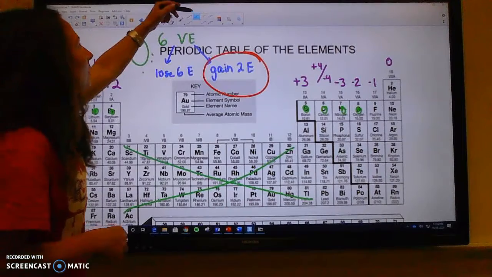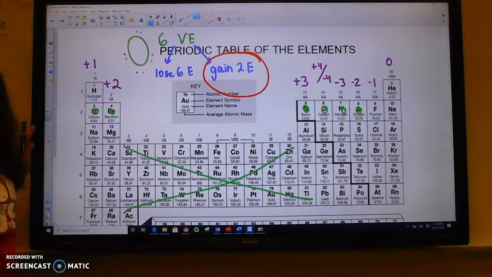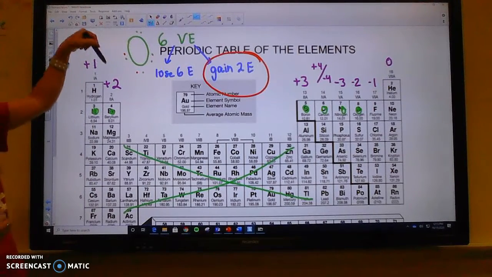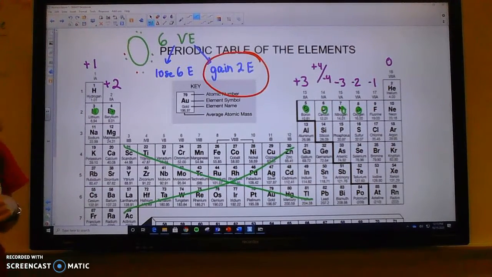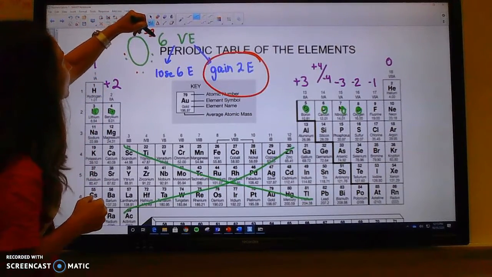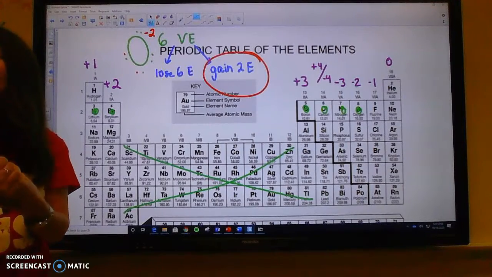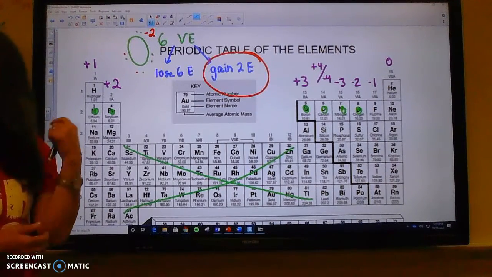And when it gains 2 electrons, either by taking the electrons when they transfer or by sharing, oxygen then has a full set of 8 valence electrons. And when it gains 2, oxygen makes a -2 charge because gaining gives it 2 more negative charges. So is it just trying to get to 8? It's just trying to get to 8.